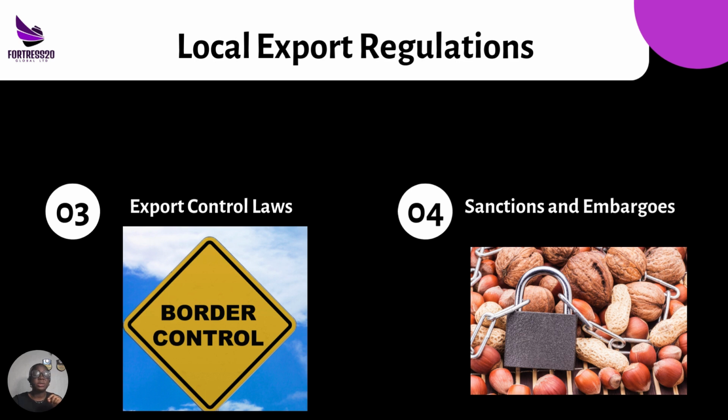Number three, export control laws. These laws restrict the export of certain goods and technologies that may pose a threat to national security or violate international sanctions. For example, weapons and sensitive technology. Number four, sanctions and embargoes. Some countries or entities may be subject to trade sanctions or embargoes, which means that exporters must avoid trading with them unless exceptions are granted.